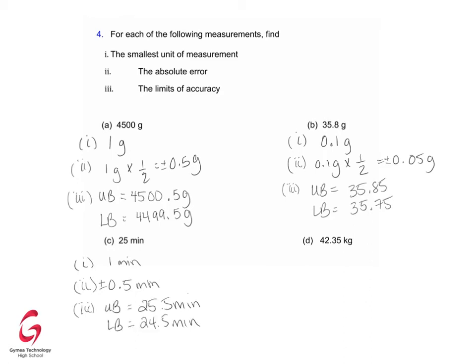And looking at question D, we have 42.35 kilograms. We're looking for the smallest unit of measurement first. So we have these 2 decimal places. The 3 is in the tenths column, the 5 in the hundredths. So the smallest unit of measurement for this one would be 1/100th, or 0.01 kilograms. The absolute error is again just 1/2 of that smallest unit of measurement that we found. And the limits of accuracy would be adding and subtracting that absolute error from the 42.35 kilograms.